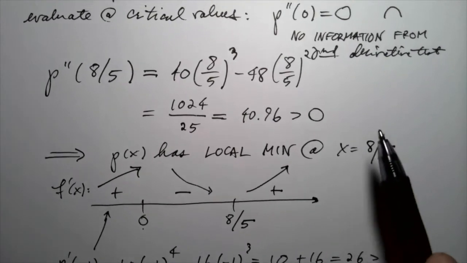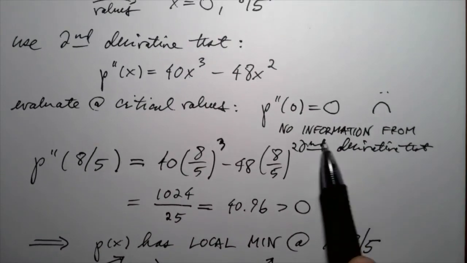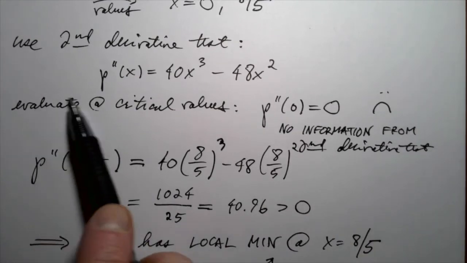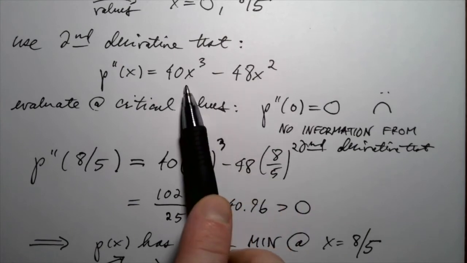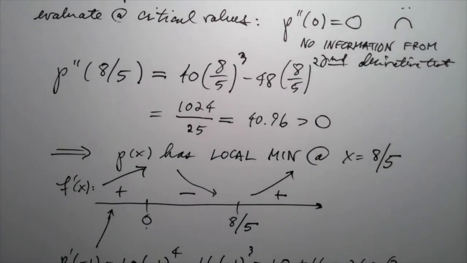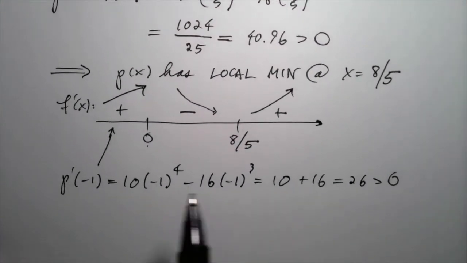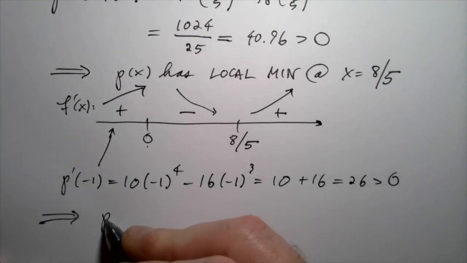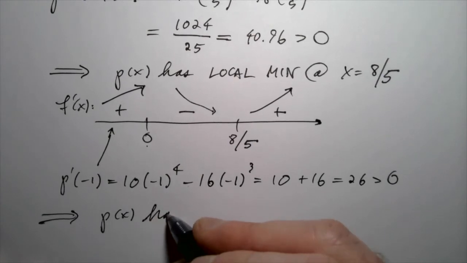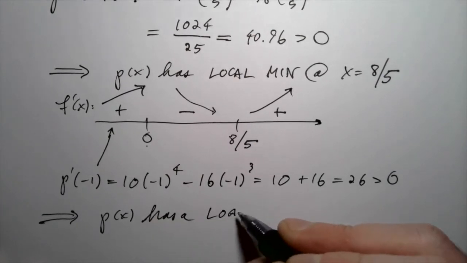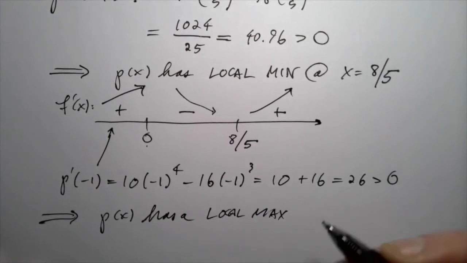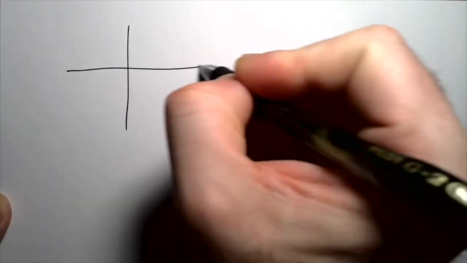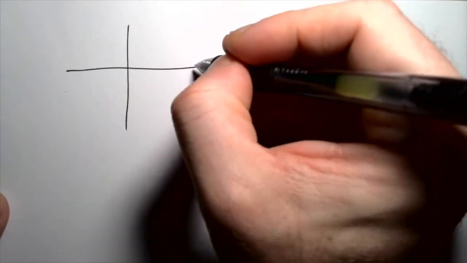And that's cool. The second derivative test didn't give us any information at 0, right? Because the second derivative is 0. If you plug in 0 here, you'll get 0. But going back to the first derivative test, we were able to determine what was happening. So p of x does have a local max at x equals 0. Here, I'll show you just a quick little sketch of this function so that you'll believe me.